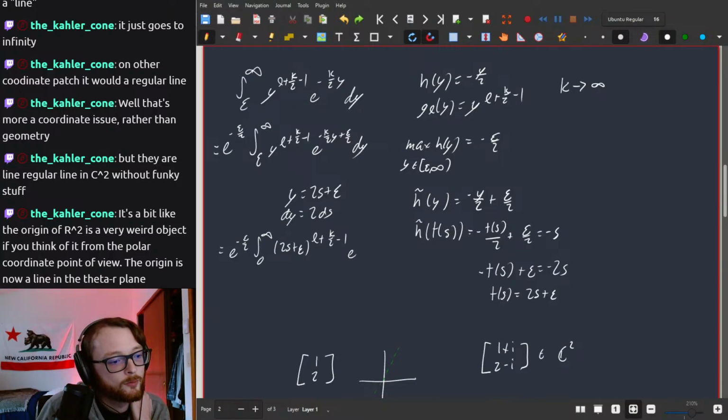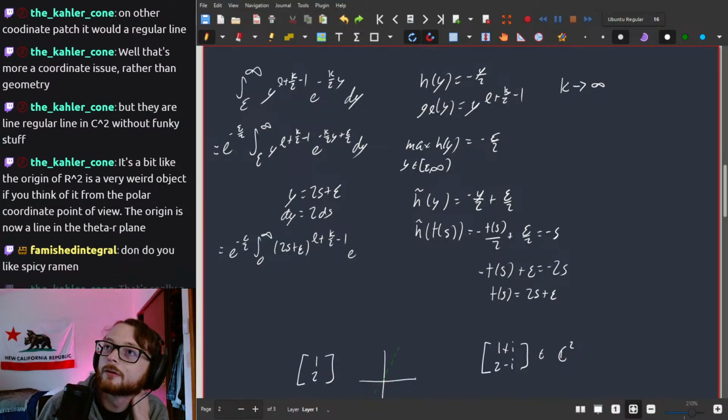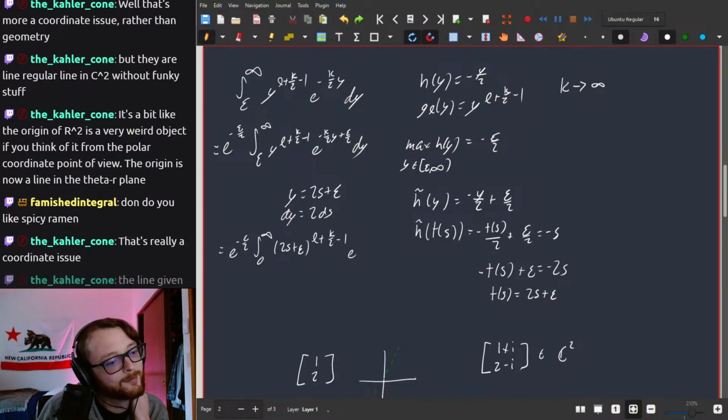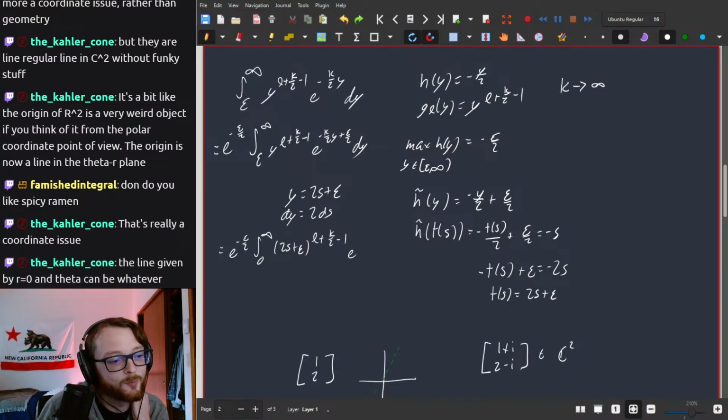It's a bit like the origin of R2. It's a very weird object if you think of it from a polar coordinate point of view. The origin is now a line in the theta r plane. The origin is a line. Line given by r equals 0 and theta can be whatever. That's still just a point, isn't it? If r equals 0? I know that theta can be whatever, and that's a weird thing.